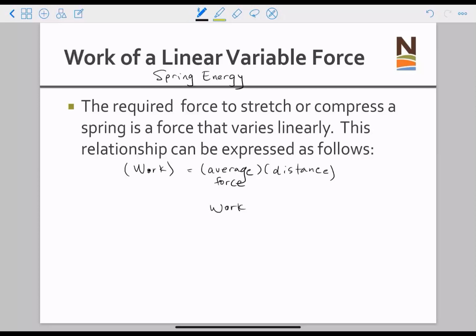So work of a spring here would be equal to force, but because it's an average force, it's F over 2 times distance x. Now, in particular, for a spring, that force, F, is equal to kx. This is what we're talking about, a linear variable force.